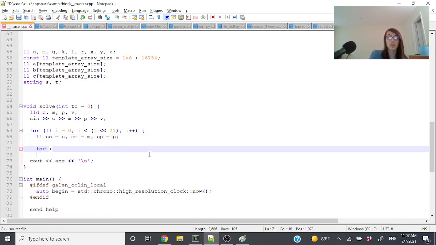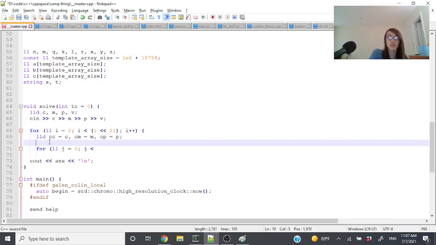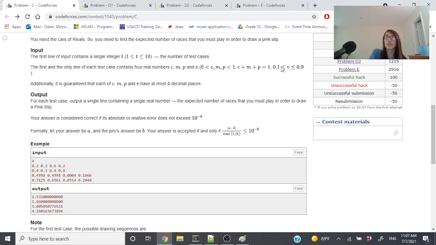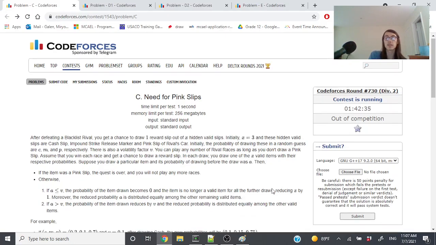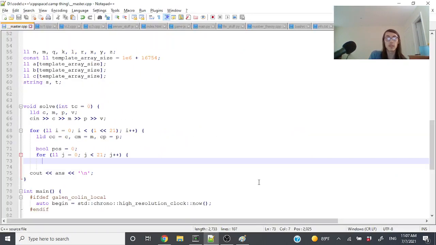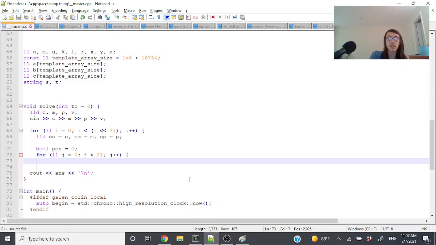Alright, now for j is equal to 0, j is less than... We also need to keep track of it as possible. Yep, because v is at most 0.1, I'm just being dumb. Why do I do this? j is less than 20, j plus plus. So any move sequence is at most length 20. Yep, they did it specifically for that. And I still missed it somehow because I thought C plus M could be greater than 1. I don't know how that happened.